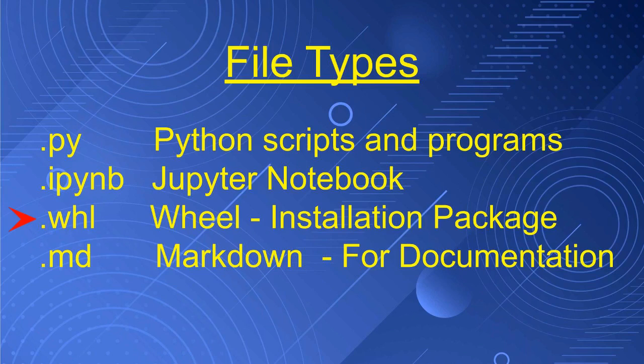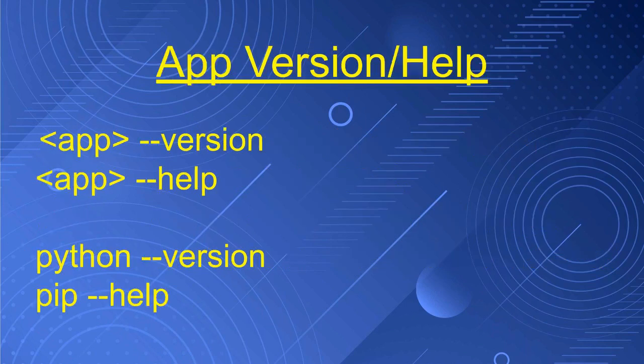WHL is a binary package format for Python that can be installed using package managers like pip. MD is a Markdown formatted text file used in Python projects for documentation. These are the commands to use in the command prompt to check the version and access help.